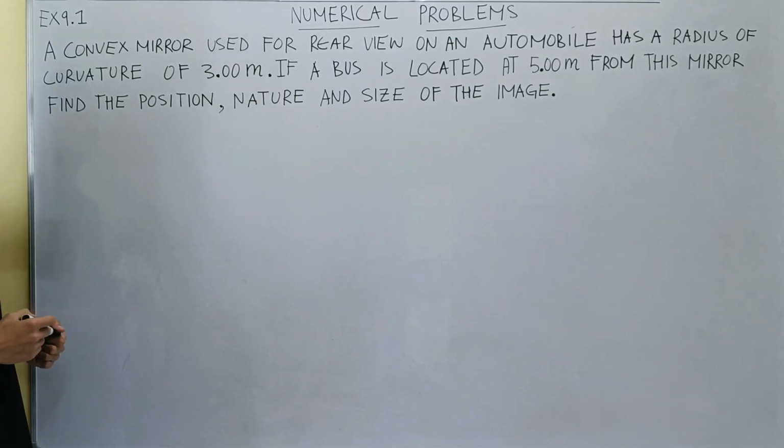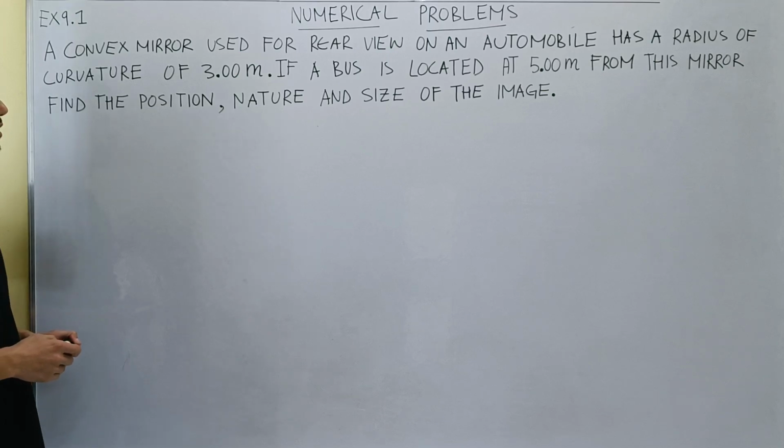A convex mirror used for rear view on an automobile has a radius of curvature of 3 meter. If a bus is located at 5 meter from this mirror, find the position, nature and size of the image.